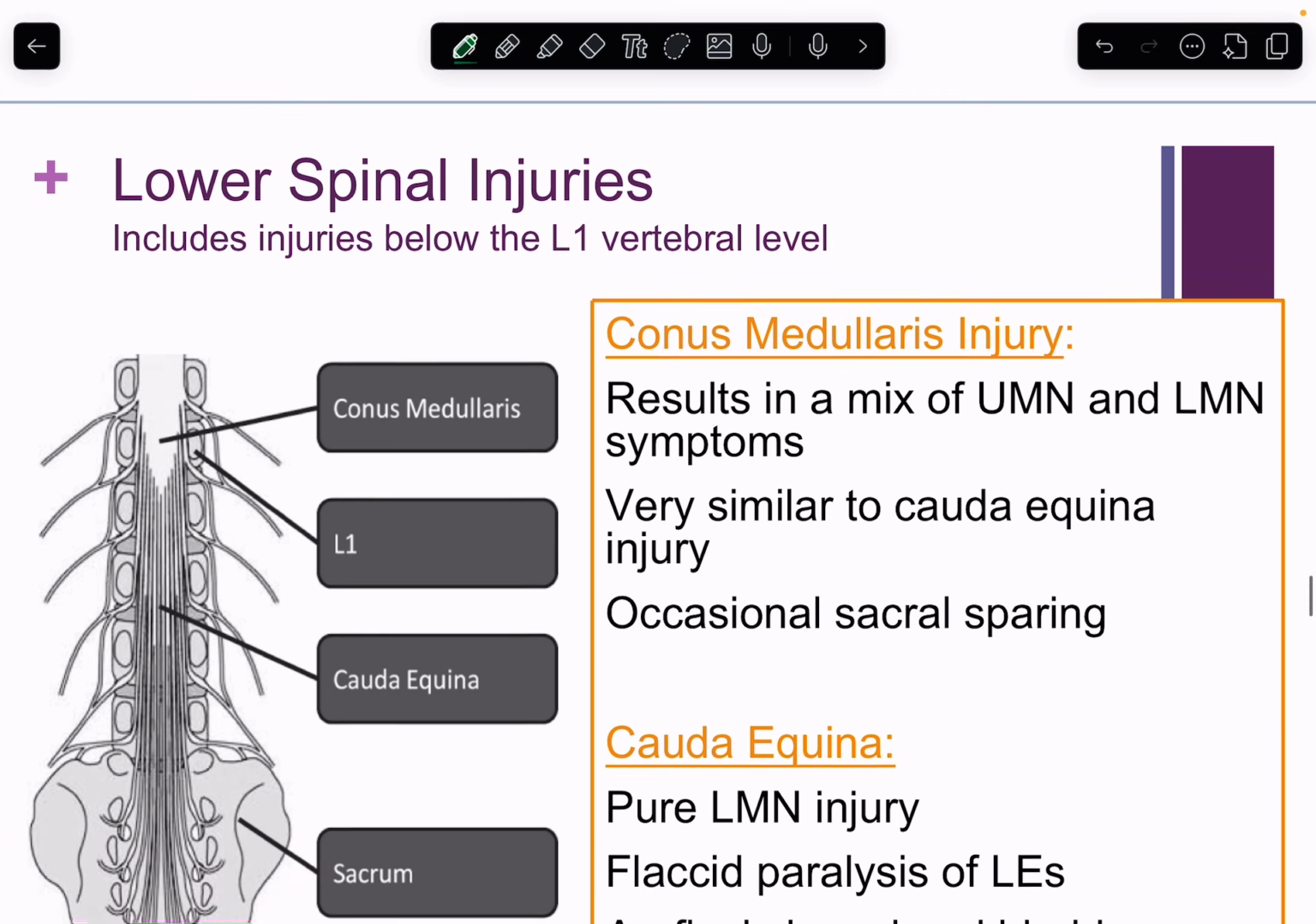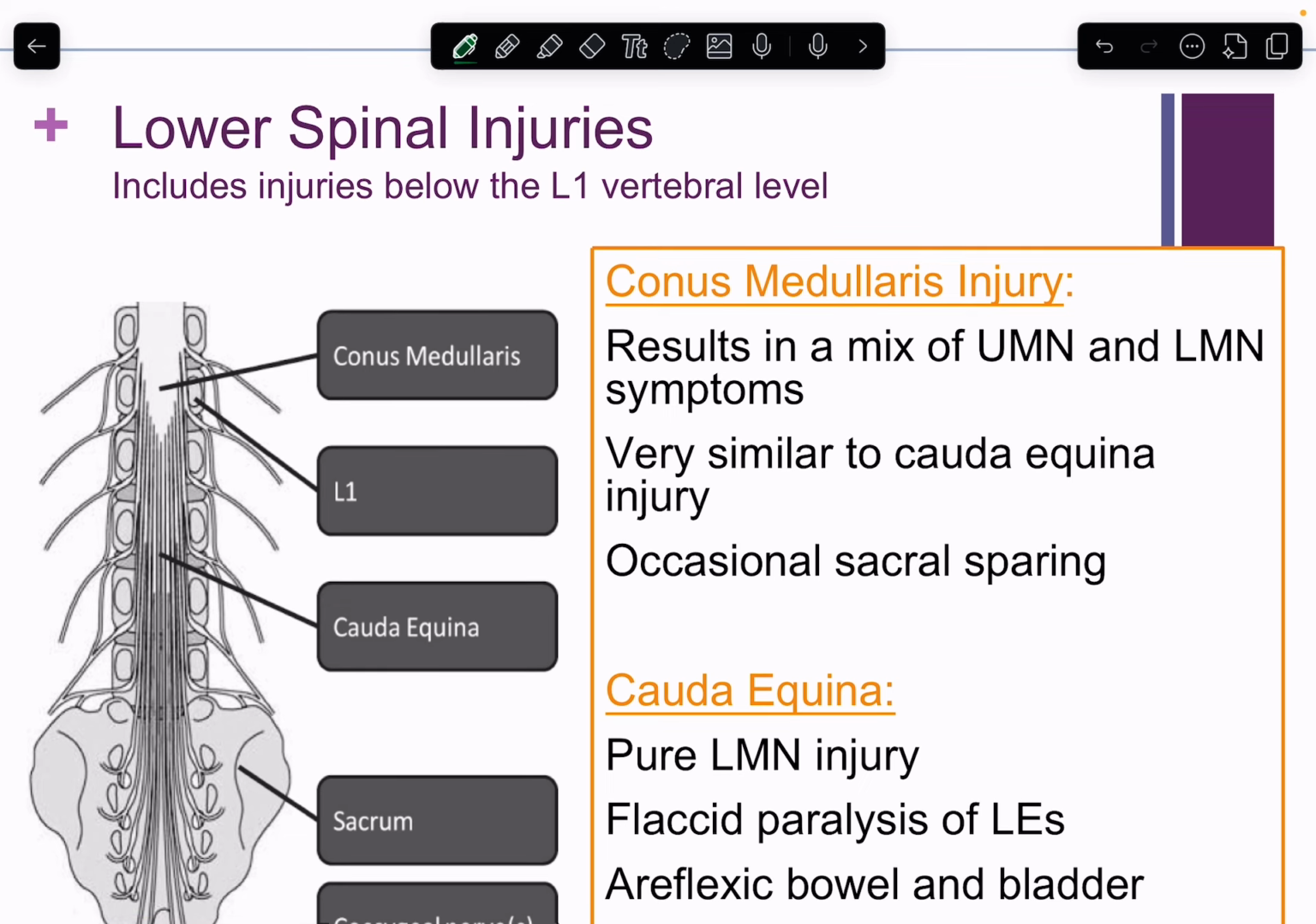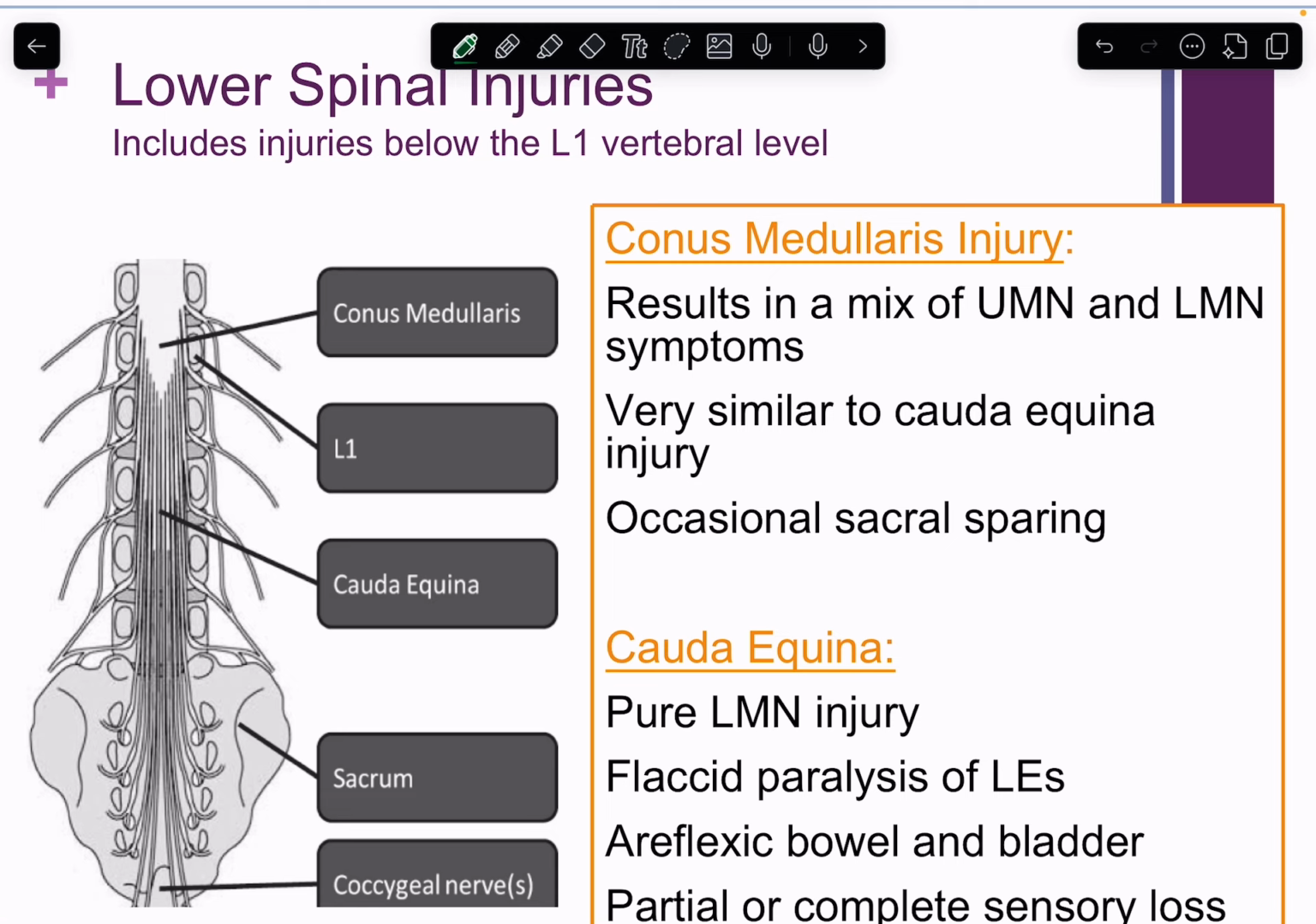All right, so remember that conus medullaris injury has mixed upper motor neuron and lower motor neuron symptoms. Why so? Because the conus medullaris is just a tapered spinal cord, so it will still have some part of the regular spinal cord, right? And remember, within the spinal cord, above the anterior horn cell, that's still an upper motor neuron.